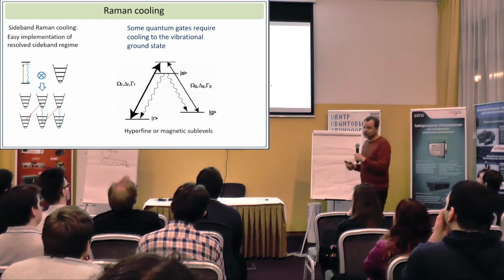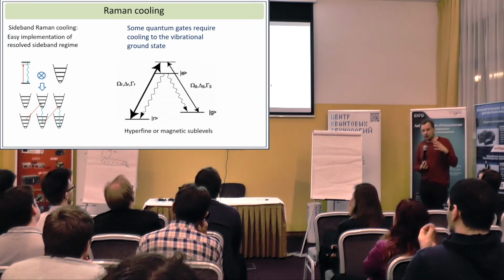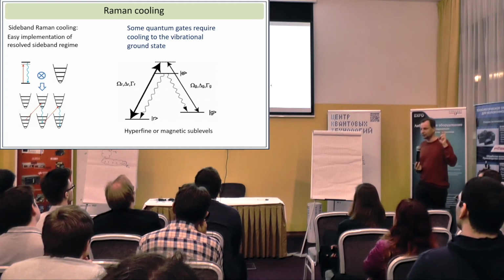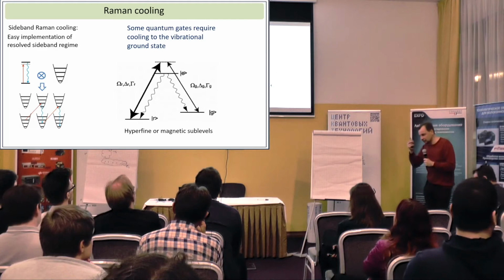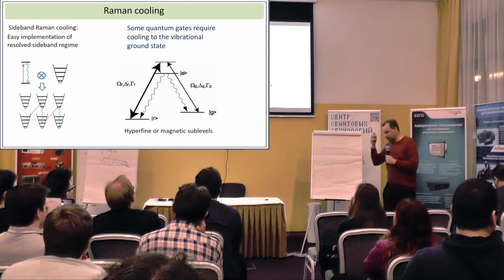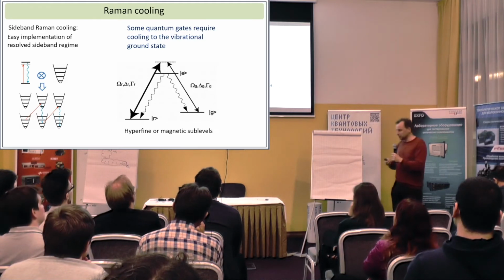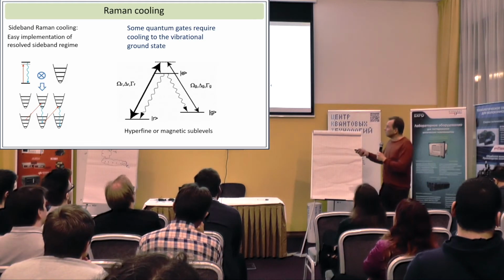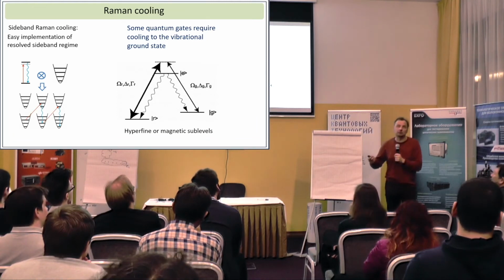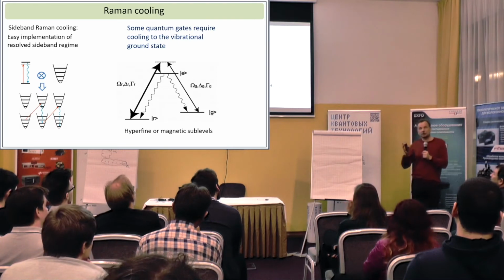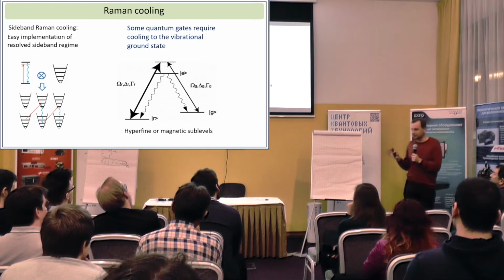Typically, the problem for this approach is that it's hard to find a transition that is narrow, and still quite narrow, from one hand, because you need a resolved sideband regime, but on the other hand you need relatively prompt spontaneous decay to go with this process. The separation of vibrational states is about 1 megahertz. You need a transition which is about 100 kilohertz, and it's tricky. So not many ions have these transitions.